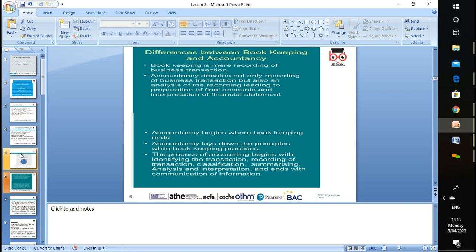The process of accounting: if you have an ATHE or CAT basic qualification, so less than level 4, you are normally called a bookkeeper, a qualified bookkeeper.